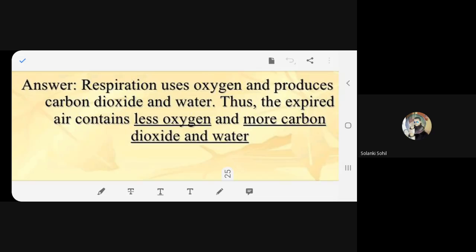So understood now? I'm more interested in the exhaled air. In the exhaled air, we have got less oxygen, but more carbon dioxide and water vapor. Understood? So there are differences between the air which is going in and the air which is coming out.